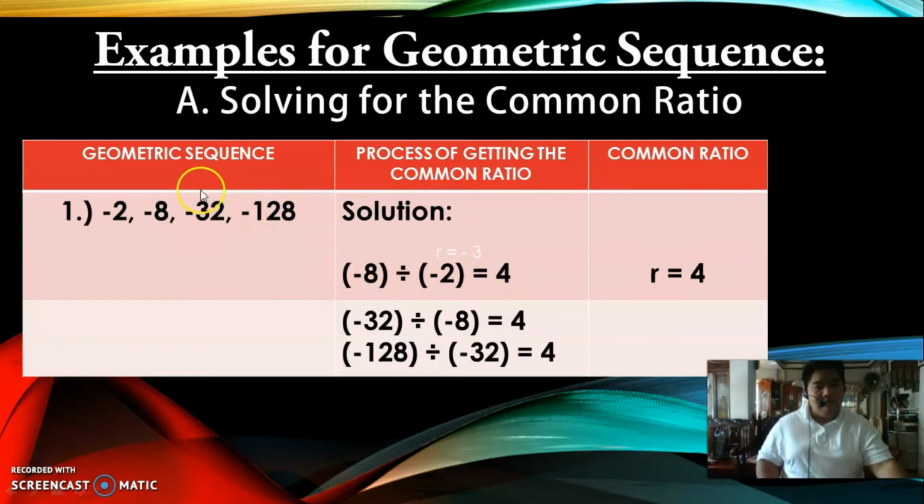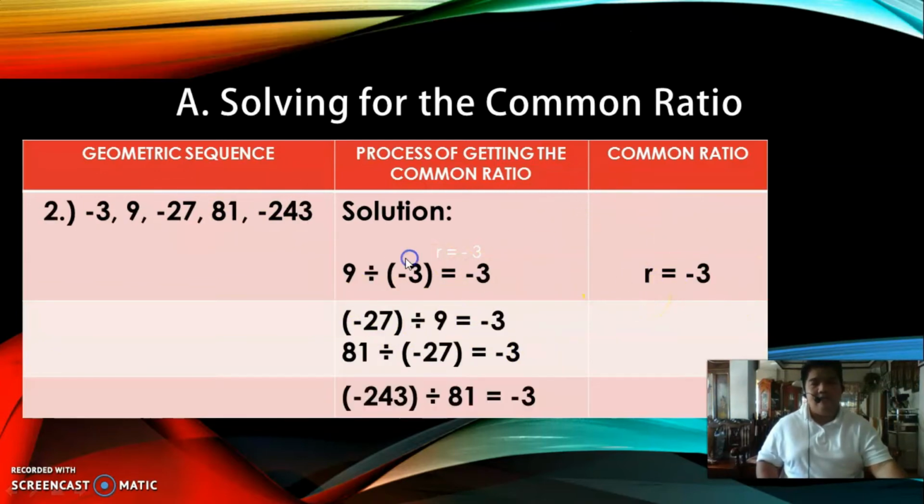Or it can be the third number divided by the second number. So negative 32 divided by negative 8, that is positive 4 again. Or the fourth number divided by the third number. Negative 128 divided by negative 32, that's actually 4. Therefore, your common ratio R is 4. Now, example number 2. Negative 3, 9, negative 27, 81, negative 243. Take note of the pattern.